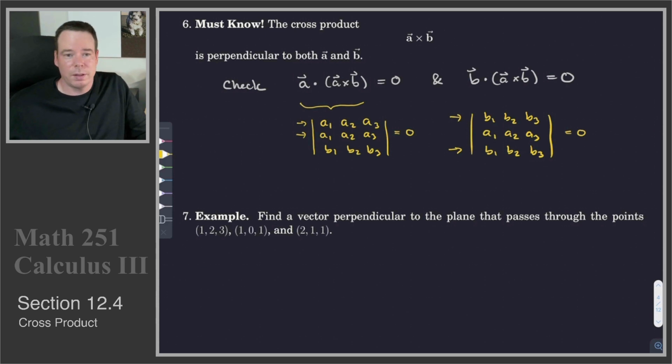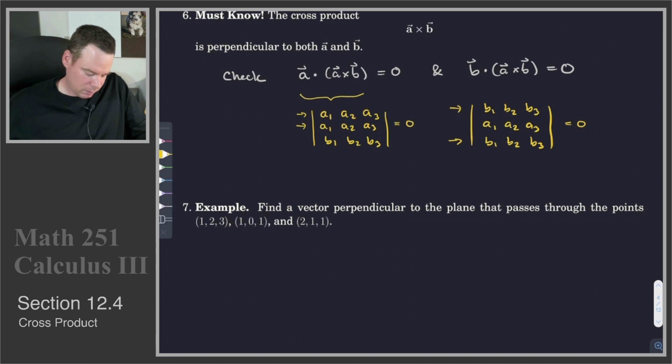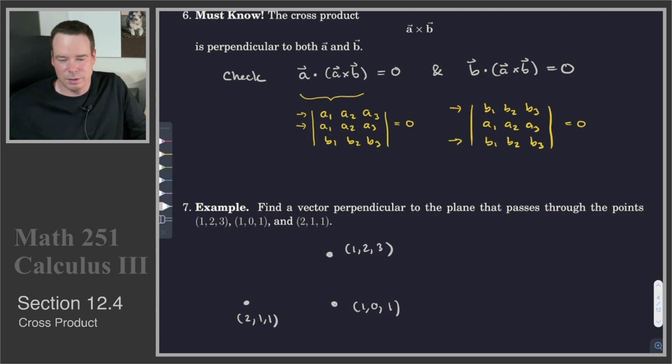All right, so the cross product is perpendicular to the original two vectors. Let's maybe use that to solve a problem. Find a vector that's perpendicular to the plane that passes through these 3 points. So we've got a point (1, 2, 3), another point (1, 0, 1), and another point (2, 1, 1). Notice I'm not drawing the coordinate systems in the background. I'm just saying we've got these 3 points. I'm not really too concerned about where they sit in space. I'm just drawing an abstraction of what they would look like.